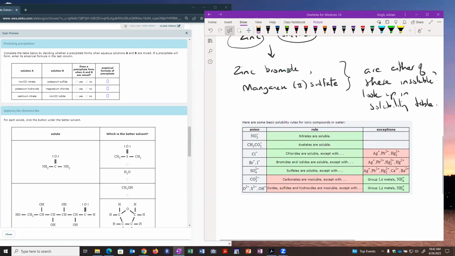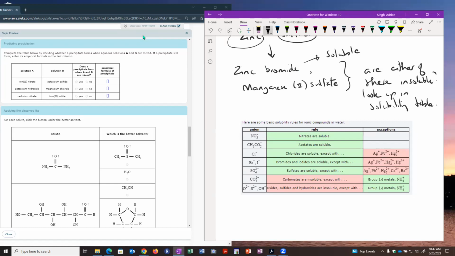So we have zinc bromide. So zinc bromide has the bromide ion in it. And according to this, bromides will be soluble, except if it's combined with any of these. We don't see zinc on here. So that means no exception. So zinc bromide will be soluble. It will dissolve in water. It will not form a precipitate.